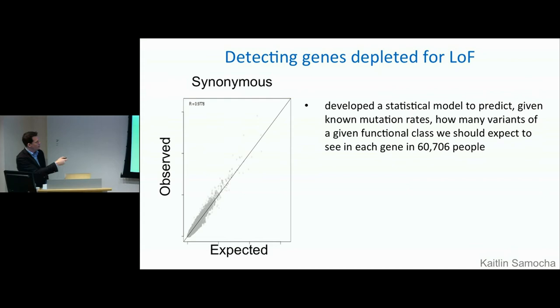And so to demonstrate how that works, here is a genome-wide look at synonymous variants. So these are variants that are found in protein coding regions but don't change the amino acid sequence. You can see here for each gene the number of variants we would expect to see under Caitlin's model, and then the number of variants we actually observe in 60,000 people.